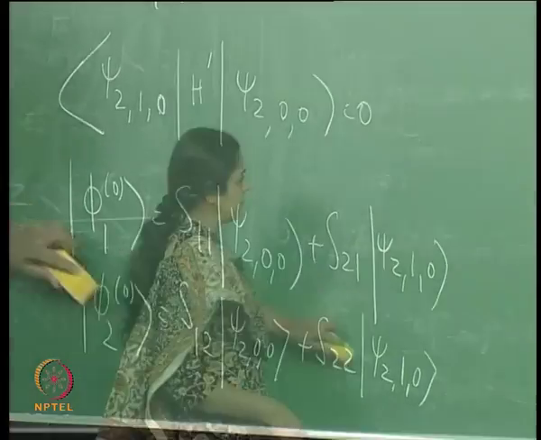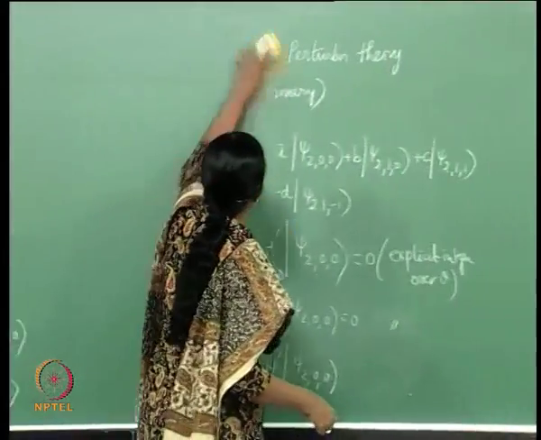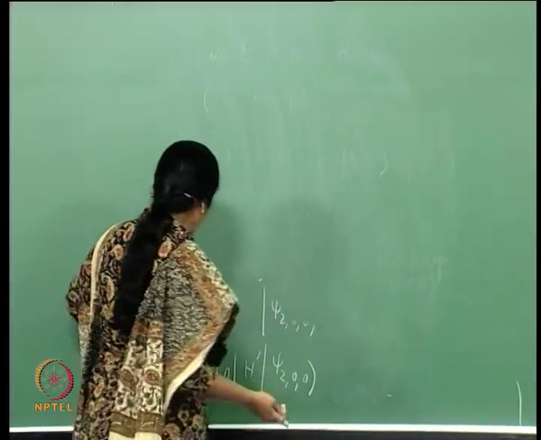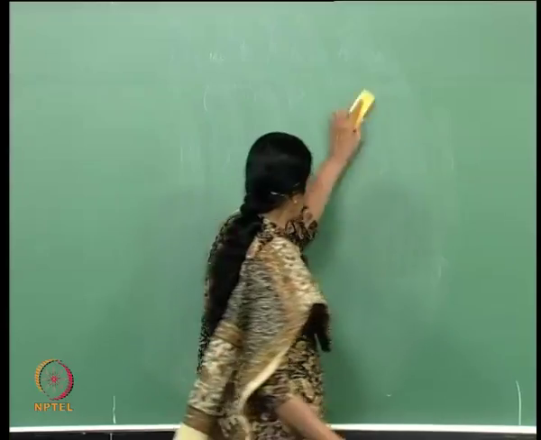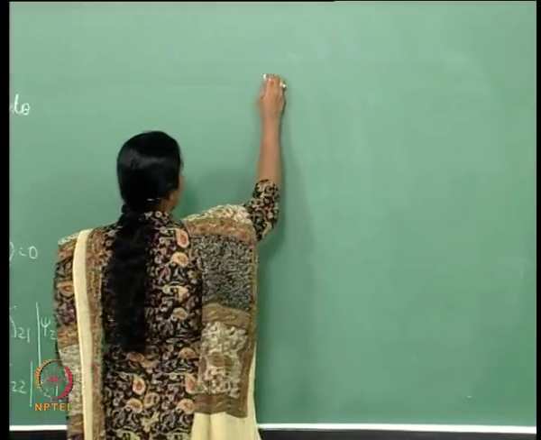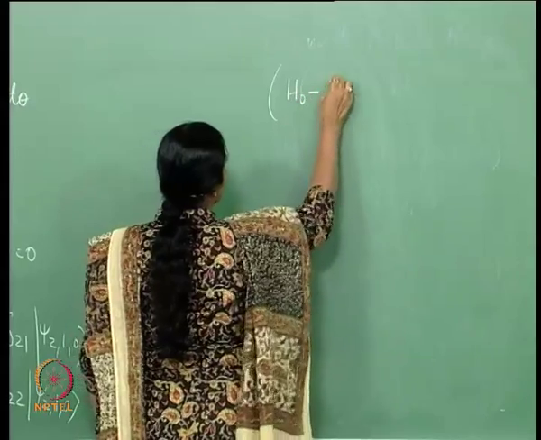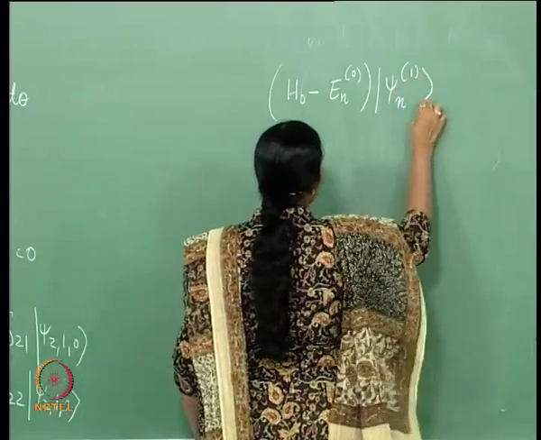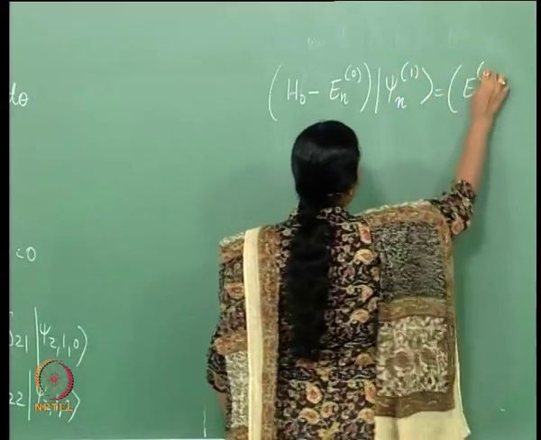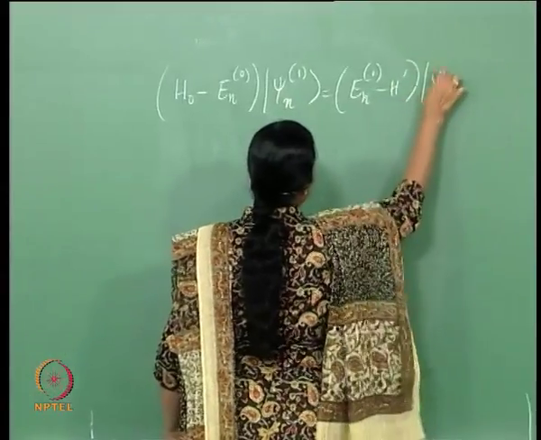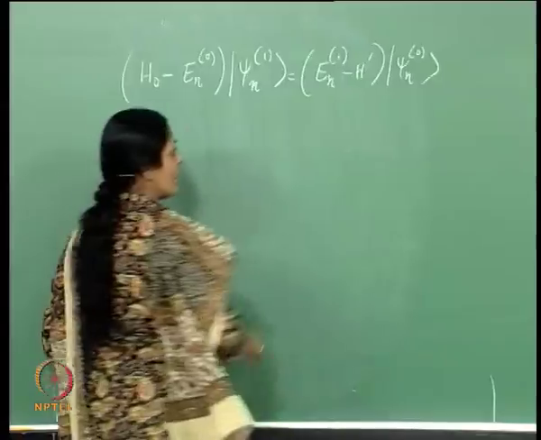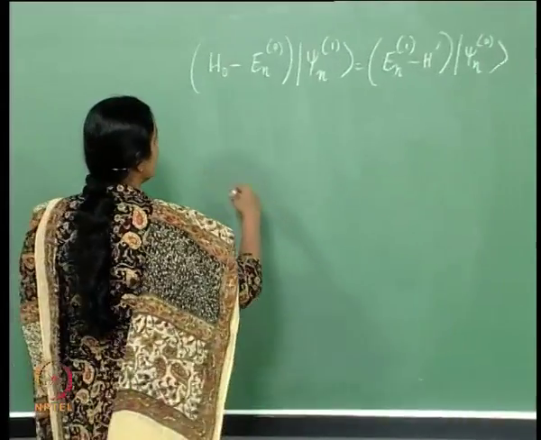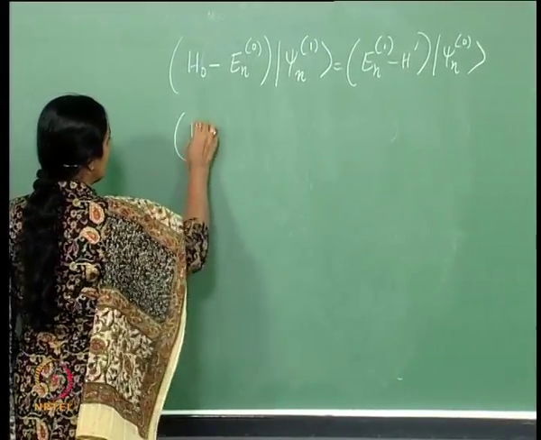So, what do we have here? Remember that when we derived the expressions for contributions to first order, we showed that H naught minus E n 0 acting on psi n 1 was E n 1 minus H prime acting on psi n 0. In fact, this was our starting point for first order perturbation theory.